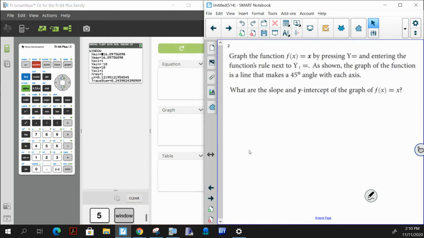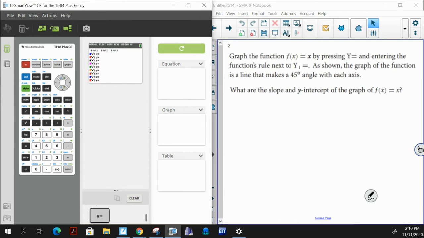All right, so here's how we're going to begin. I want you to graph the function f of x equals x. Now we're going to do so by pressing y equals, and we'll press y equals x. We want to graph that function and go ahead and press the graph key to see what that looks like. So that's my blue line. And it is the graph of y equals x. And this graph makes a 45-degree angle with each of the axes.